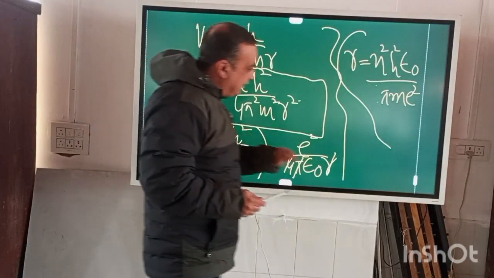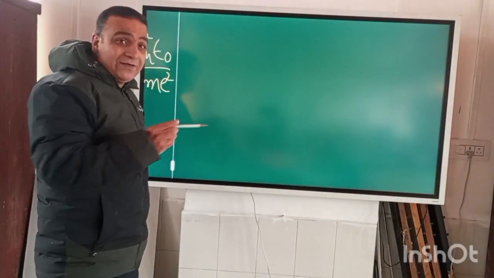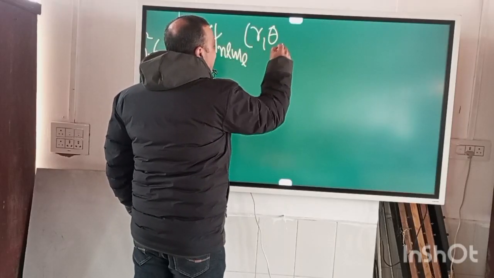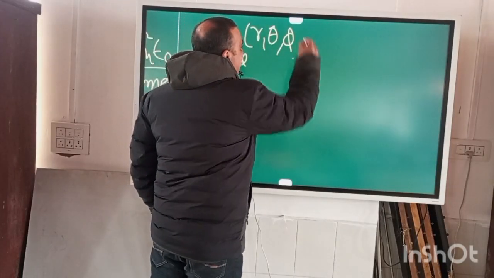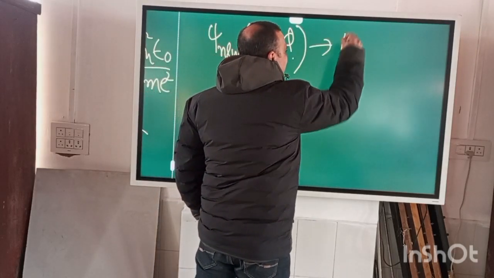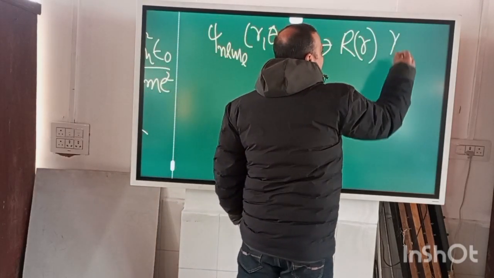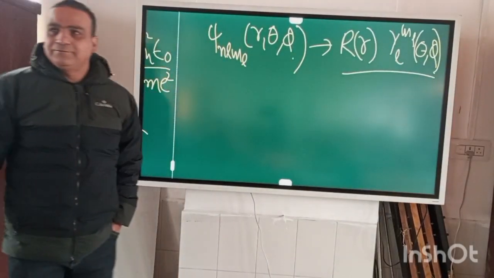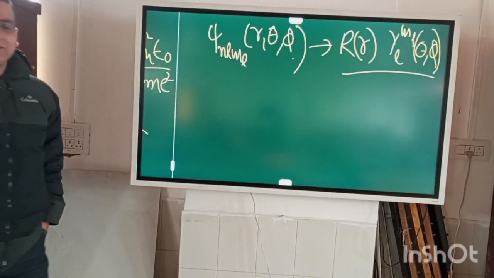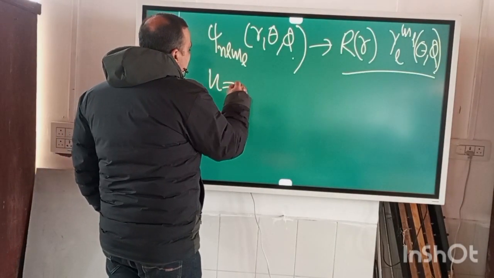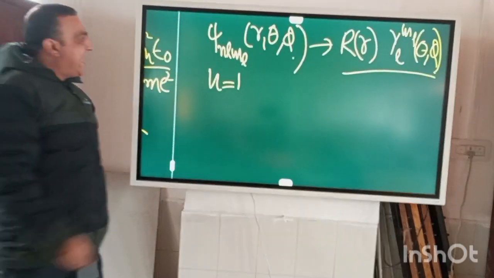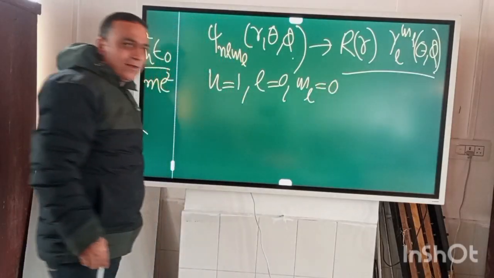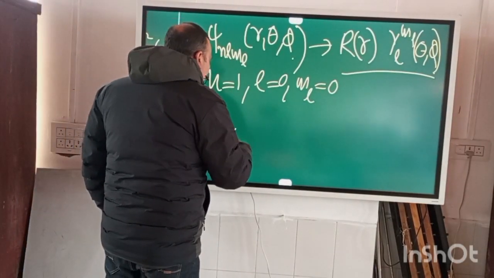Now let us go with a simple case. What do we have? We have psi n l m l, of r, theta, phi. This is our wave function, and we have written down its solution in terms of R of r and Y l m l of theta and phi. So if I choose n equal to 1, and I choose l equal to 0, and m l I treat as 0, what will I get? I'll get psi 1 0 0.